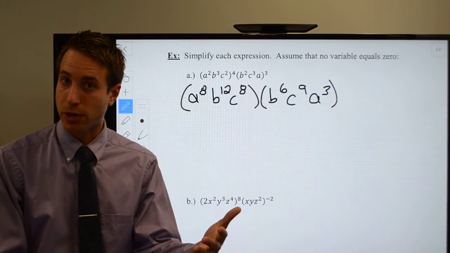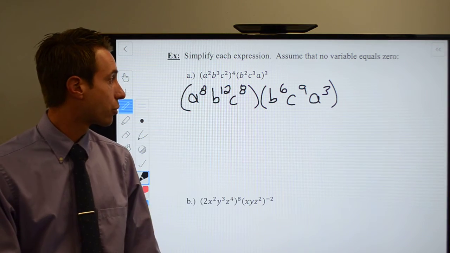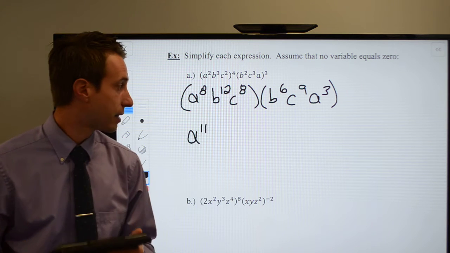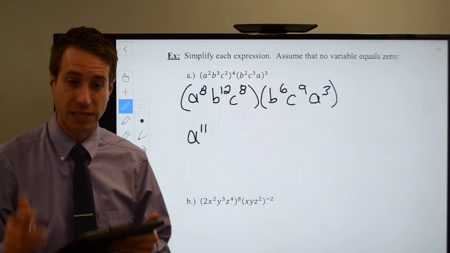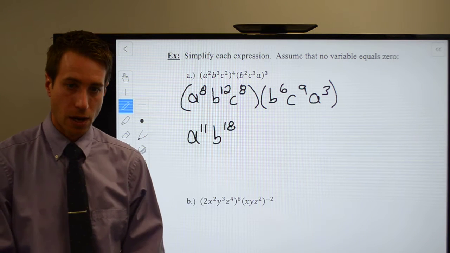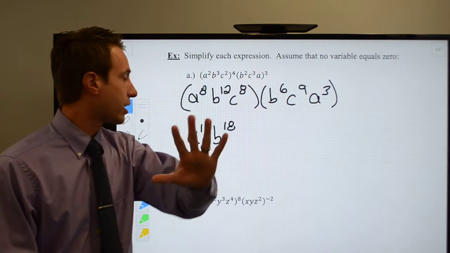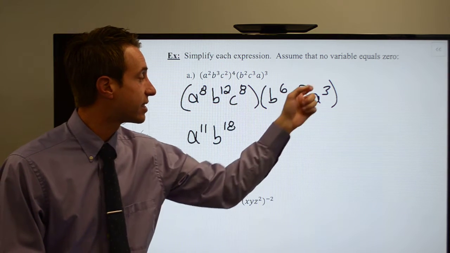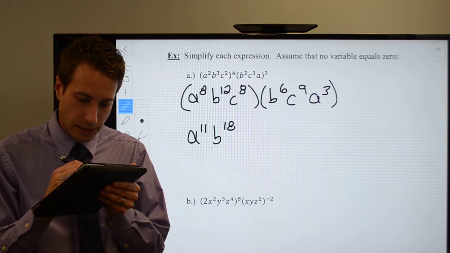Add exponents, right? When you multiply like bases, you add exponents. So I have an 8 and a 3. 8 plus 3 should be 11. So how about an A to the 11th power? 12 and 6 should give me B to the 18th. And then I've got 8 and 9, C to the 8th, C to the 9th, which should be 17. So C to the 17th.